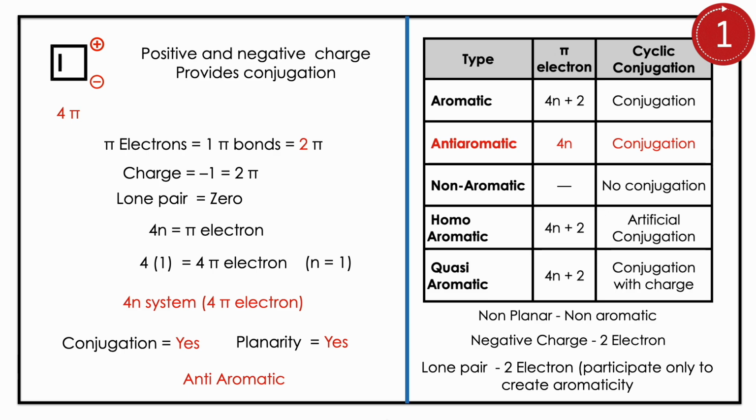So totally 1 pi bond, which is 2 pi electrons. Charges minus and plus are there. Minus provides 2 pi electrons. Lone pair 0. So it's a 4n system with 4 pi electrons where n equals 1. Conjugation is definitely there because the charges help the conjugation. Planarity is also there. So it's a 4n system, conjugated, planar, means the given compound is anti-aromatic.